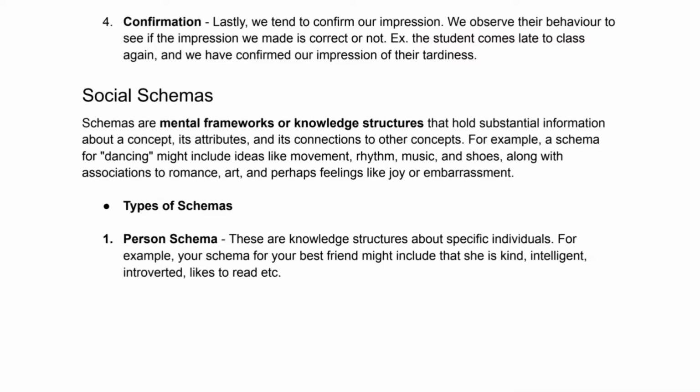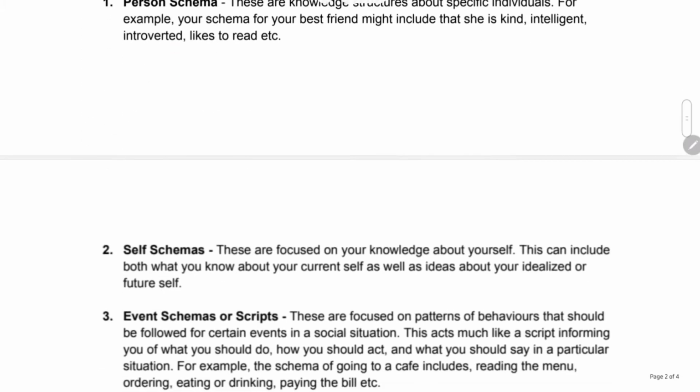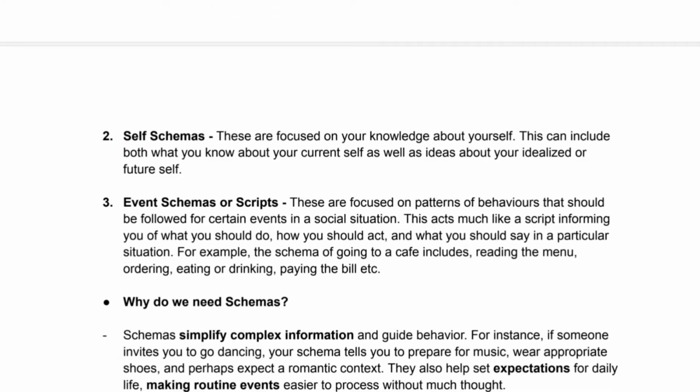Now there are different types of schema. First, there is person schema. These are knowledge structures about specific individuals. For example, the schema of your best friend might include that she is kind, intelligent, introverted, likes to read, etc. Next, we have self schema. These are focused on knowledge about yourself. This can include both what you know about your current self as well as ideas about your idealized or future self. Lastly, we have the event schemas that are also known as scripts.